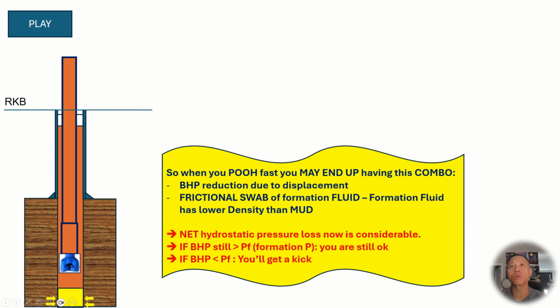Number one, we lose some part of bottom hole pressure, hydrostatic pressure, due to displacement. And number two, we create a frictional swab pressure causing a suction of formation fluid into the wellbore. And formation fluid usually has lower density than our mud. So therefore, we may end up having a net reduction of hydrostatic pressure at the bottom of the well.